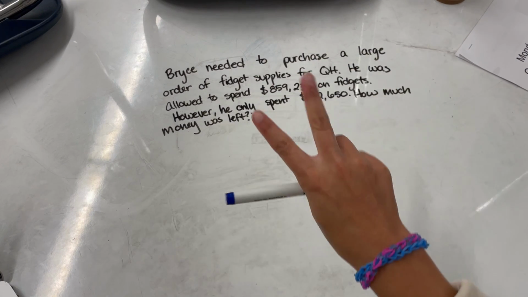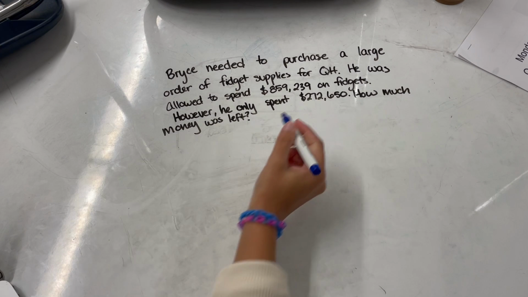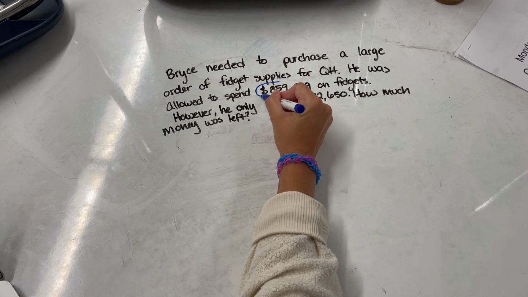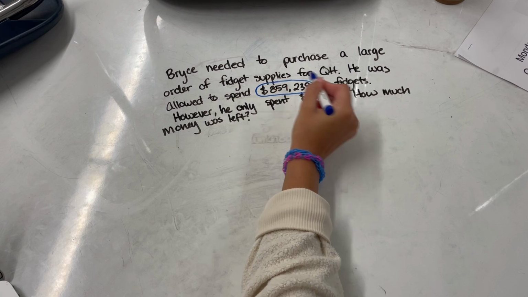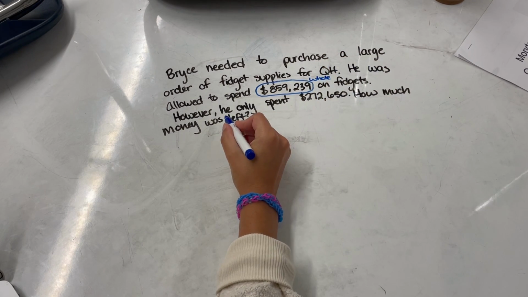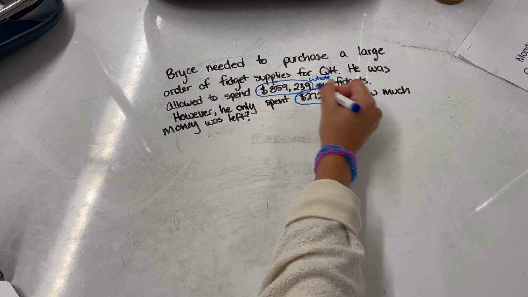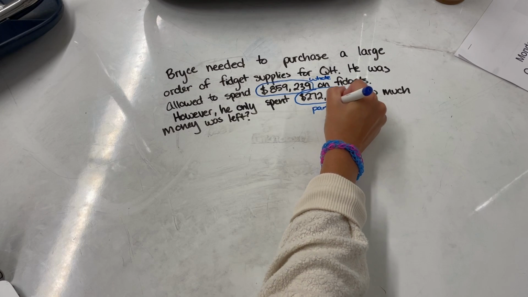So let's first identify the two things we know. We know that Bryce had this amount available to spend. This is our whole. However, he only spent $272,650. So this is one of our parts.